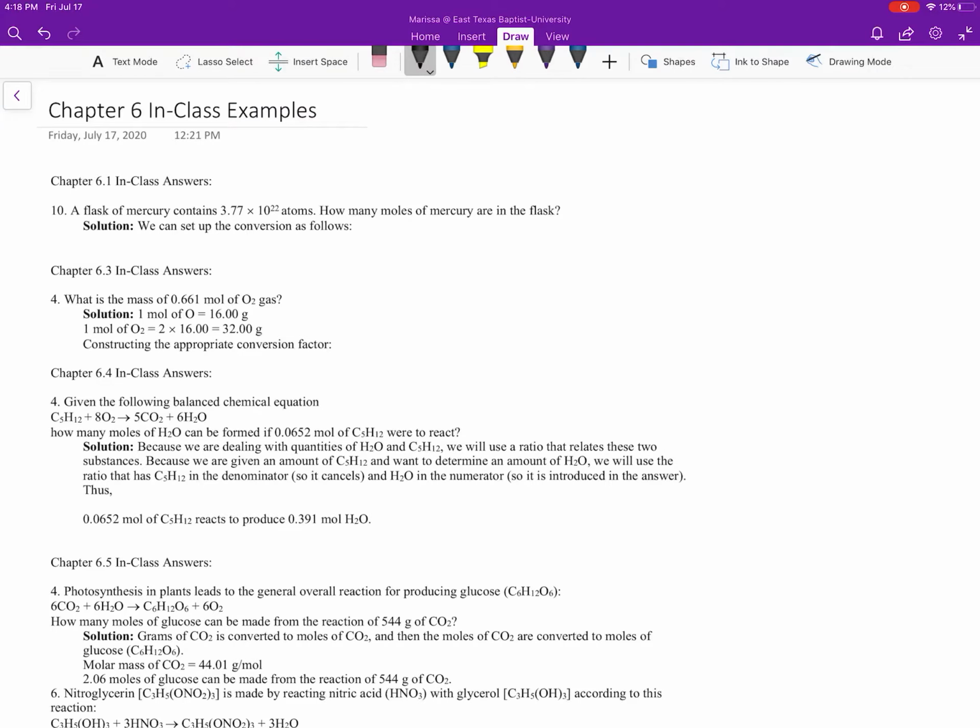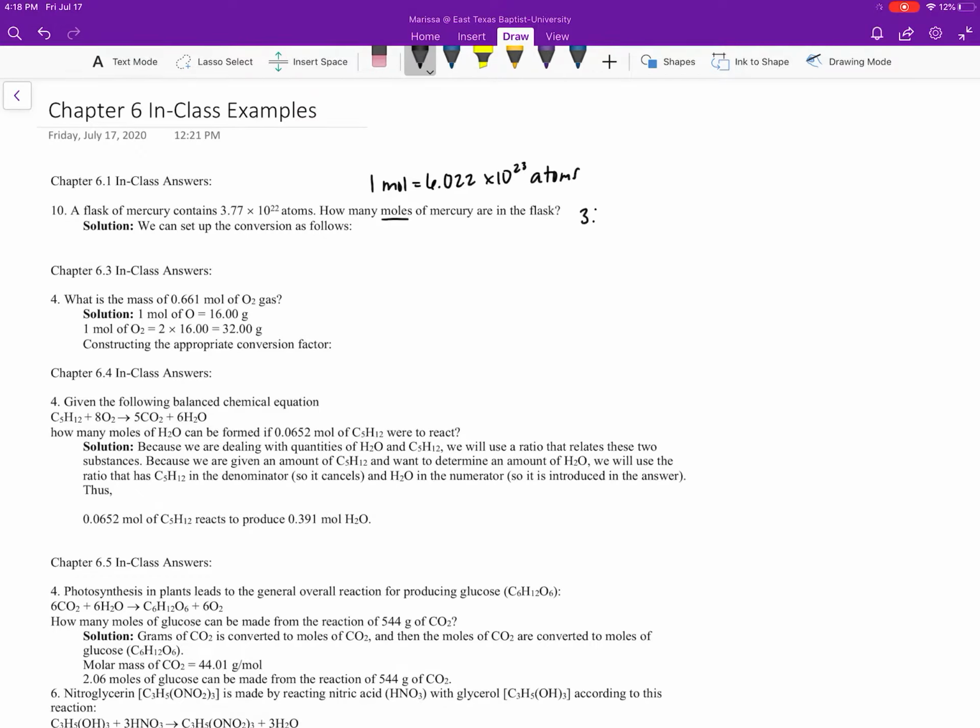We're going to work through setting up some stoichiometry problems. The first says a flask of mercury contains 3.77 times 10 to the 22nd atoms, and it wants to know how many moles of mercury are in the flask. And so we need to remember this really important conversion factor, that's Avogadro's number, which is 6.022 times 10 to the 23rd atoms equals 1 mole.